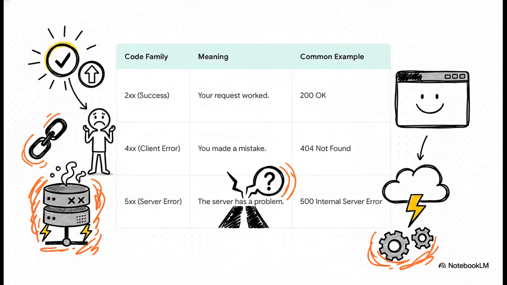Now, these codes fall into three main families that you've definitely seen before. Codes in the 200s, that means success. A 200 OK is what you get when a page loads perfectly. Codes in the 400s mean there was a client error, meaning you made a mistake. The classic 404 not found means you asked for something that just isn't there. And codes in the 500s, that means the server itself is having a problem.